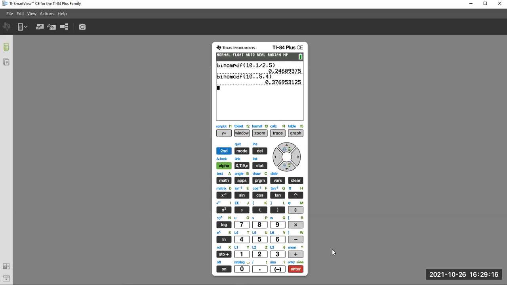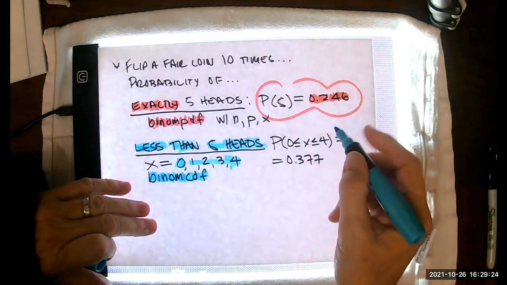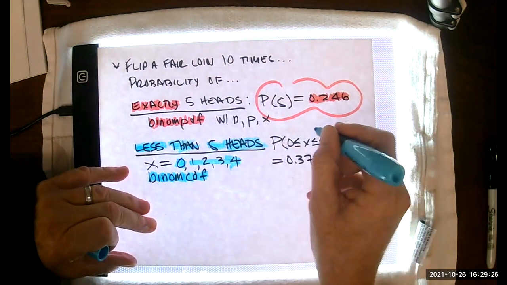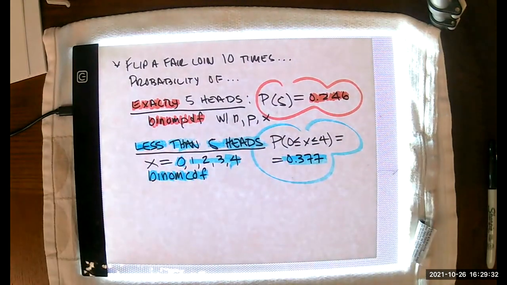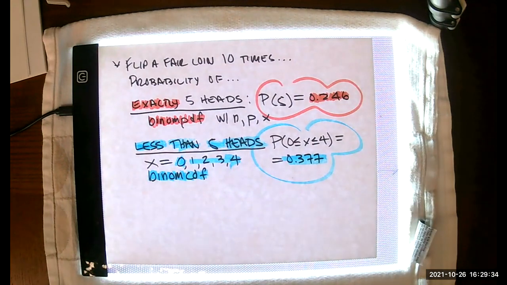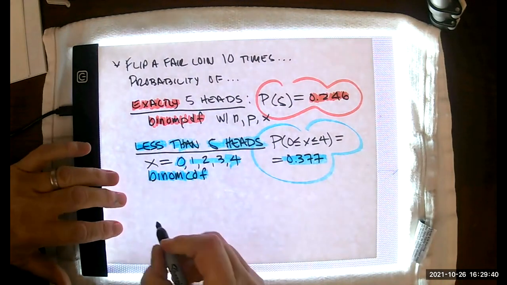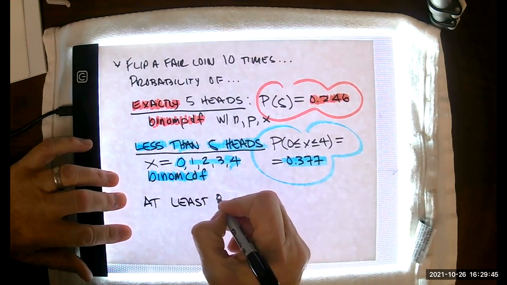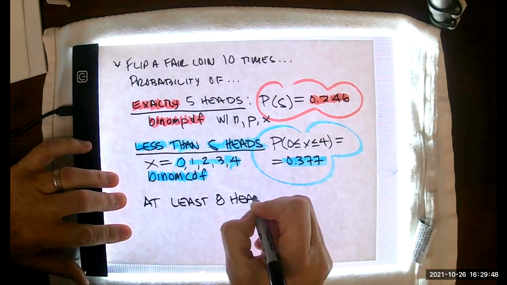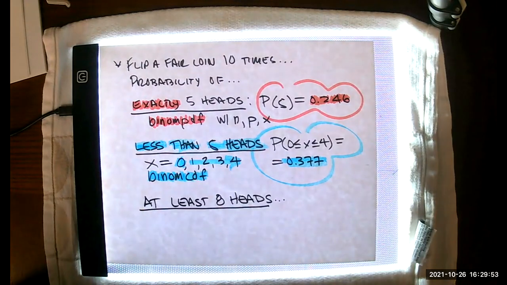And again, let me stop my share. So, less than 5 heads. Binomial CDF function, there we go, 0.377. Less than 5 heads. At least 8 heads. This is the one that's tricky.